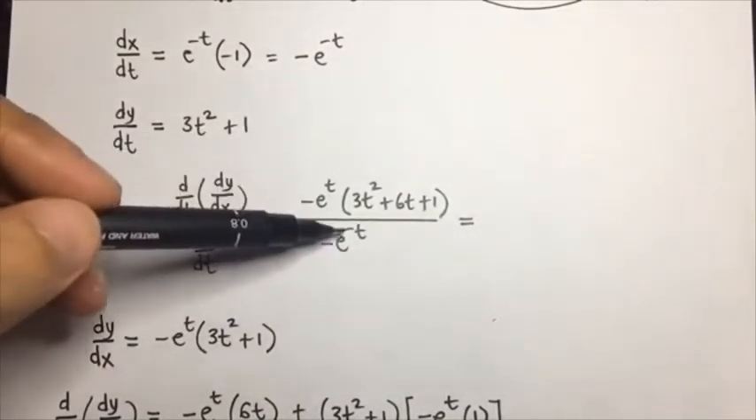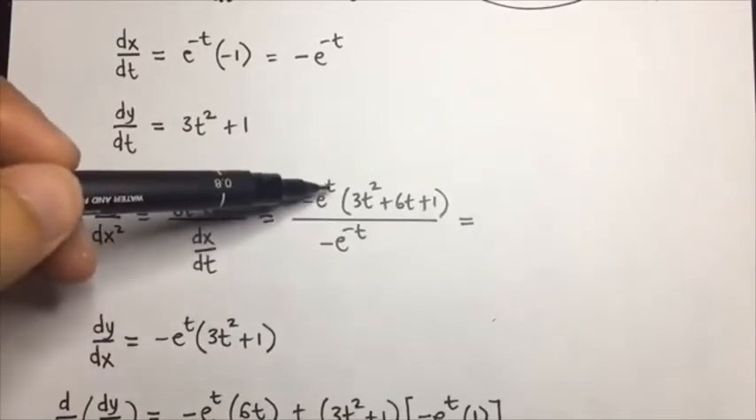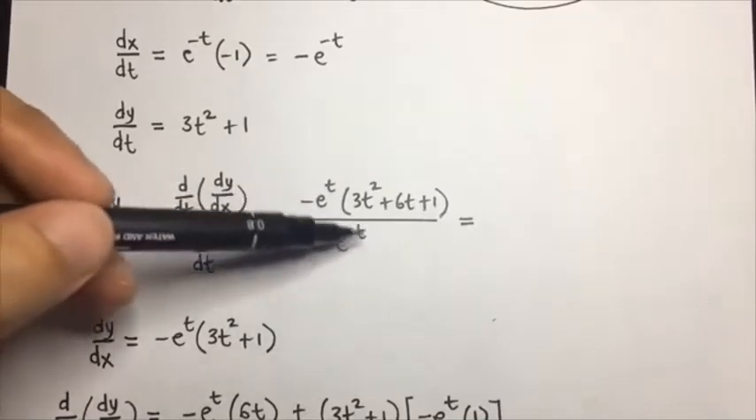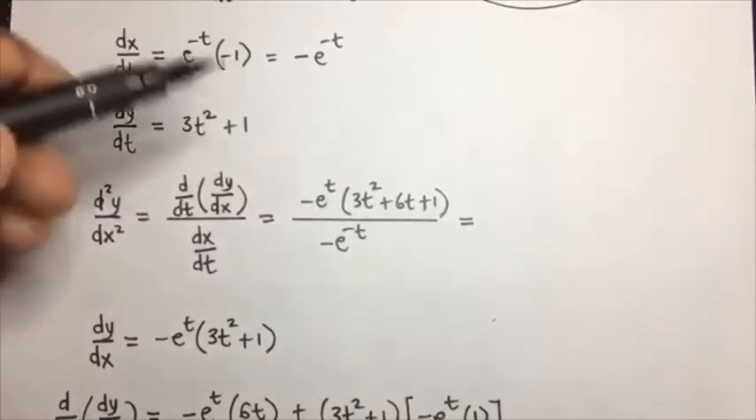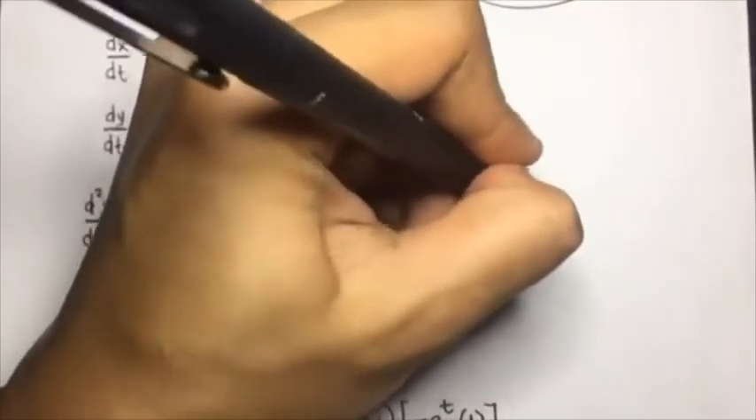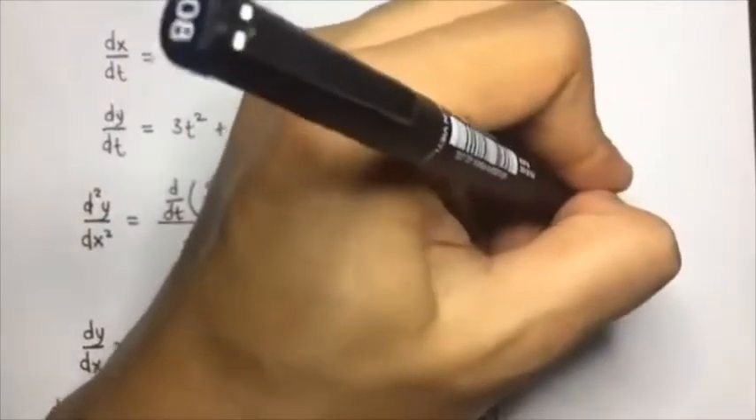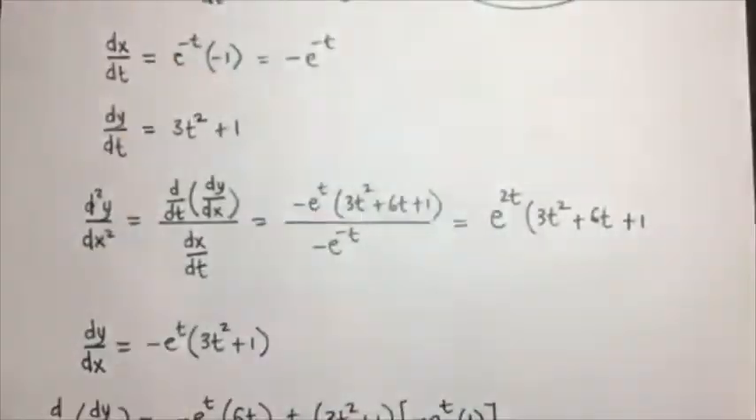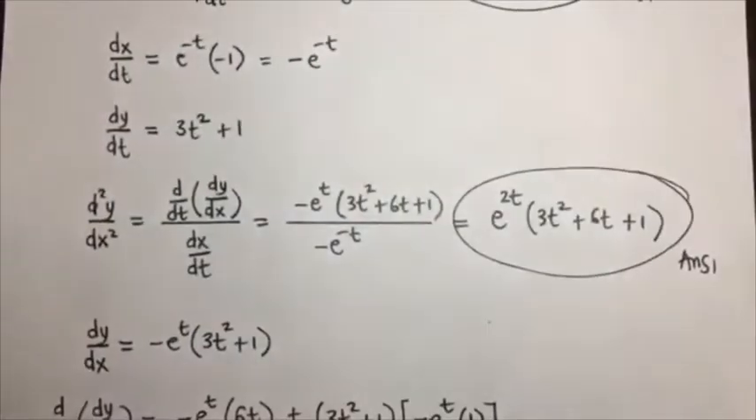E to the t divided by e to the negative t. So we have the same base. To simplify, we can subtract the exponents. So t minus negative t is equal to e raised to t plus t, or e raised to 2t, and then 3t squared plus 6t plus 1. Okay, so this is now our second derivative.